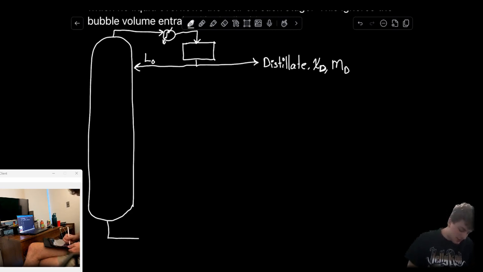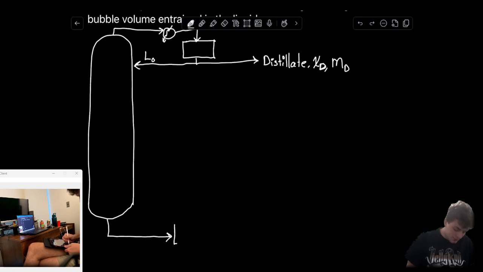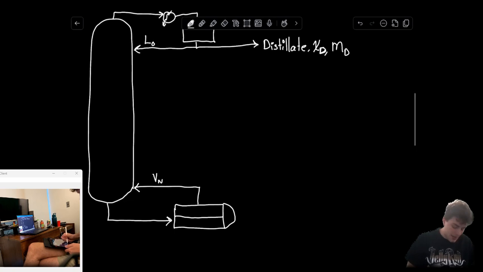But what I also want to do is draw some more down here. So down here, what we have is a reboiler. I'm going to denote this as a kettle type reboiler, which just means that there's a liquid level present in this reboiler. And what that means is the vapor then is going to return to the column. I'm going to call this V capital N for right now. And then we also have some bottoms product here.